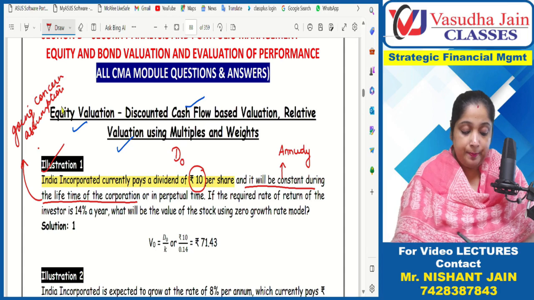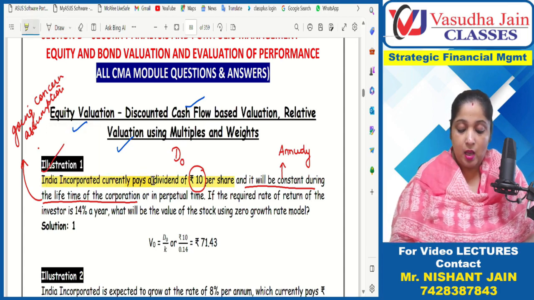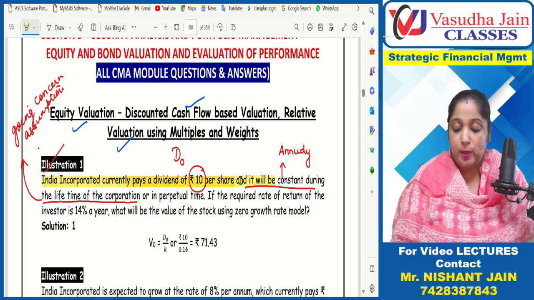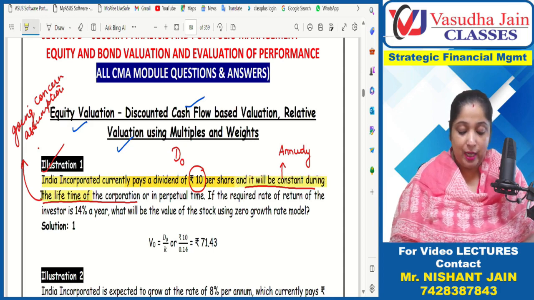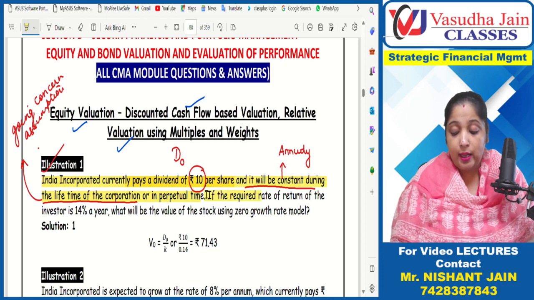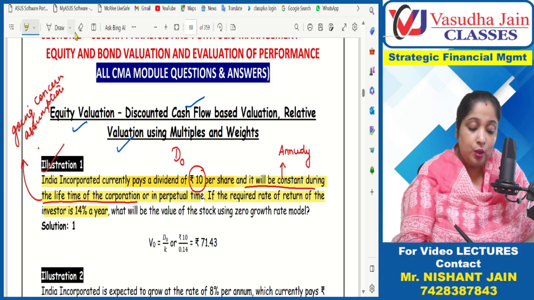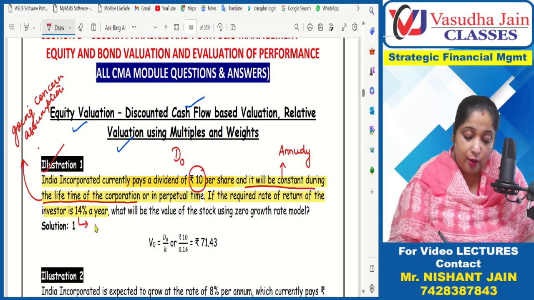So let me read again. The question says, India Corporation currently pays a dividend of 10 rupees per share, and it will be constant during the lifetime of the corporation, or in perpetual time, if the required rate of return of the investor is 14% a year. So they have also mentioned time value of money, that is, the rate of return.